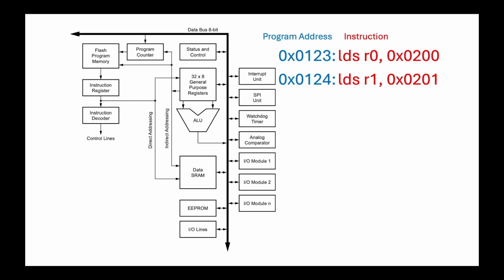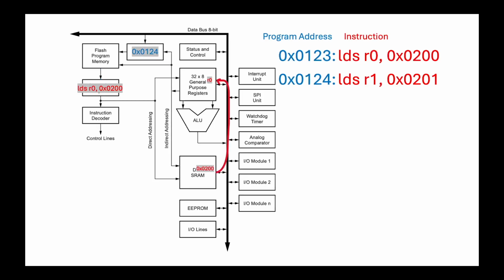And let's take a look at how consequent instructions will get executed in this architecture. So we have program addresses here and instructions on the right side. We are going to load two values from data SRAM to general purpose working registers. So at the start of these instructions, the program counter will be loaded with the address of the first instruction. And then the instruction itself will be fetched from program memory. And then it's going to be executed.